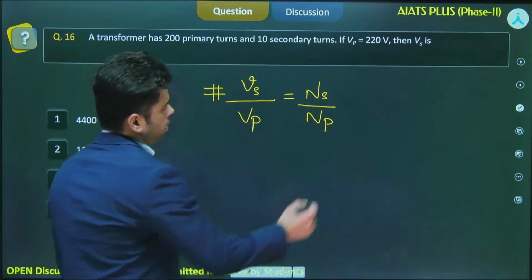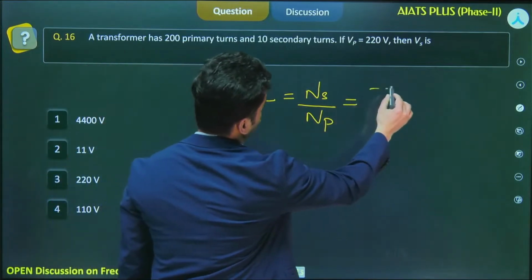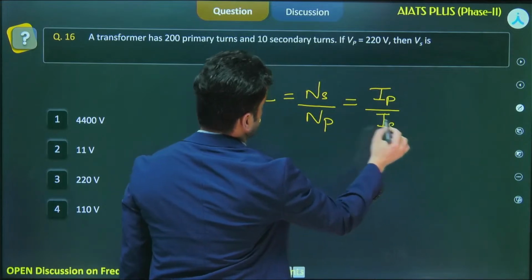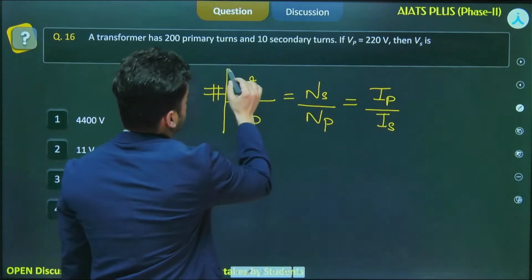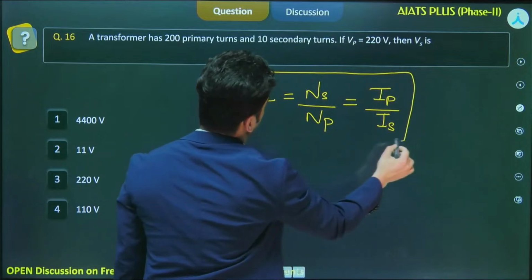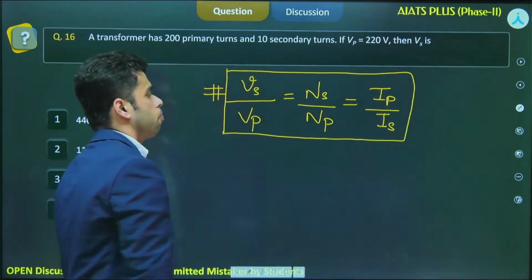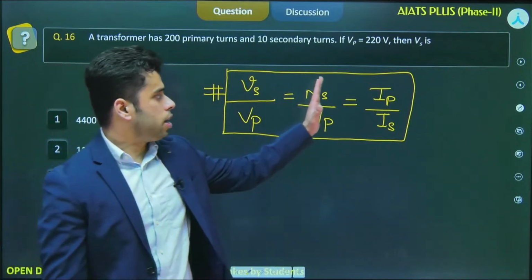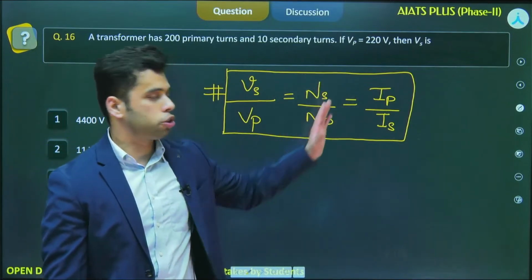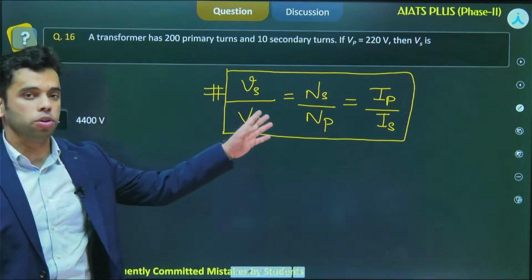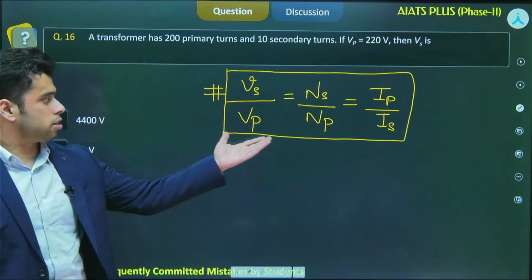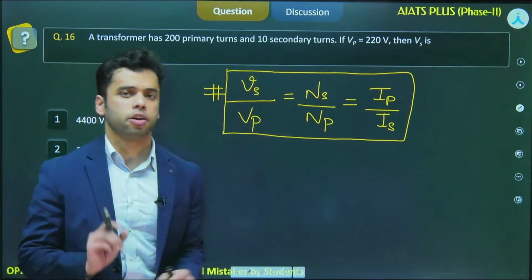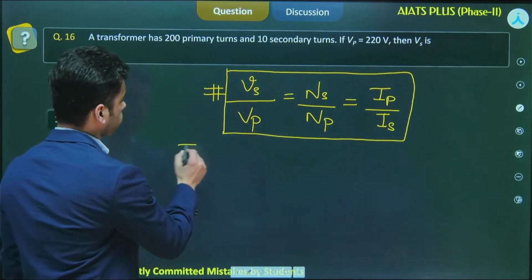One more thing, I will write it over here. It is equal to Ip over Is. There you go. This relation is sufficient to solve any such kind of problems which may be asked in the upcoming NEET examinations. You must be thorough with this ratio that I am showing you on the board. So this is the main concept that this problem involves, and if you are thorough with this, you can get your answer.